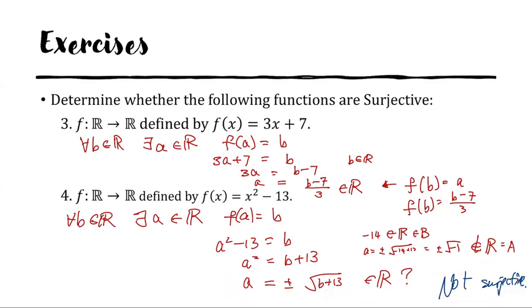Again, to show a function is not injective or surjective, you need to provide a counterexample. To show something is not surjective, you find an output that has no input going to it.